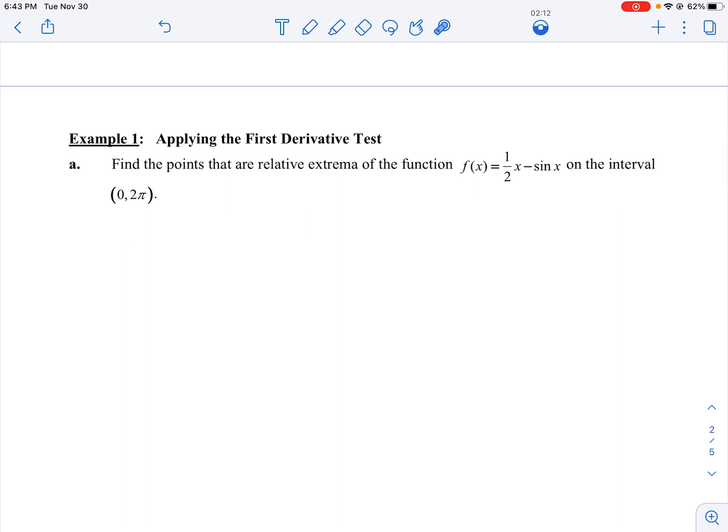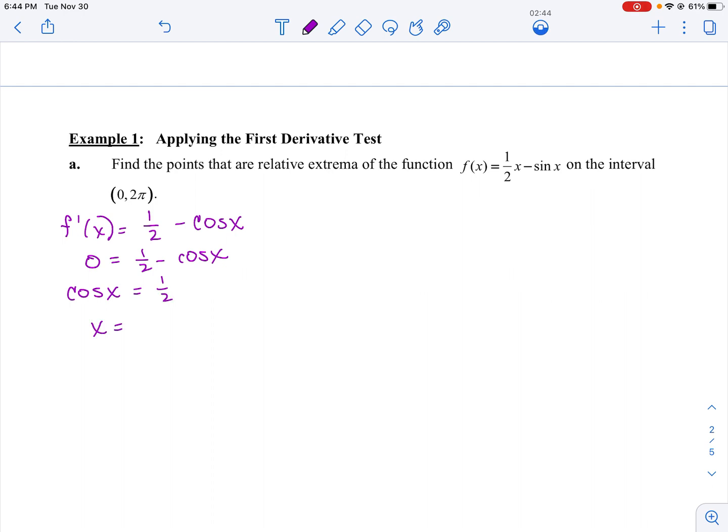In example 1, it says find the points that are relative extrema of the function f of x equals 1/2 x minus sine x on the open interval from 0 to 2 pi. So here's what you're going to do. We're going to find the first derivative. That'll be 1/2 minus cosine x. We're going to set it equal to 0 to find the critical points. I add cosine x to both sides.